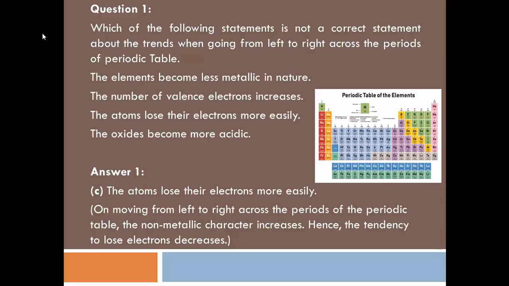Let's move to the fourth statement. The oxides become more acidic. So we know that metal oxides are basic in nature, while non-metal oxides are acidic in nature. So, when we move from left to right across a period, the basic nature of the metal oxides becomes weaker and they become more acidic as we move from left to right. So, the answer is C. The atoms lose their electrons more easily. Hope you understood. We'll move to the next question.